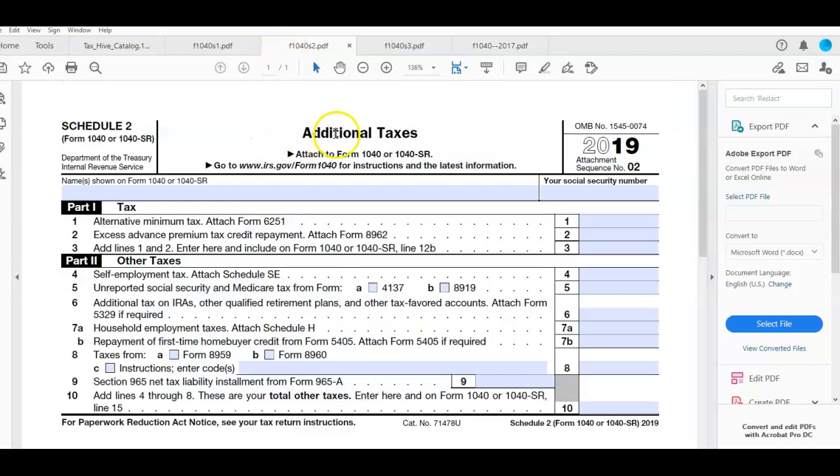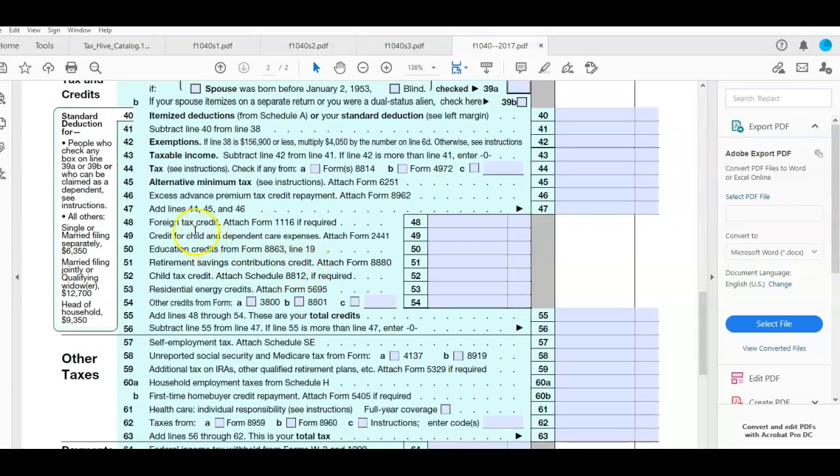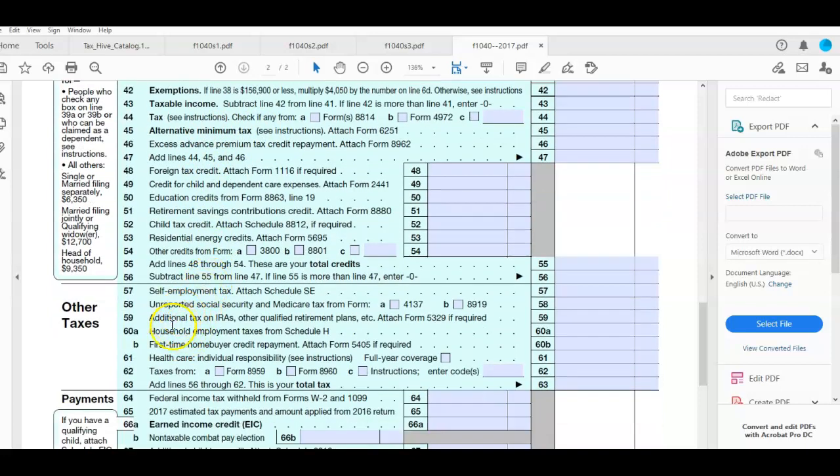Schedule 2 is additional taxes. Part 1 is taxes, which is alternative minimum tax and excess advance premium tax credit. Part 2 is other taxes. Those two different sections they pulled from here on the 2017 1040: alternative minimum tax and the excess advance premium tax, which is part 1 of Schedule 2, and then other taxes is part 2 of Schedule 2. That's how they made up Schedule 2.